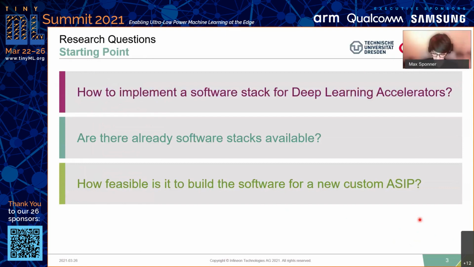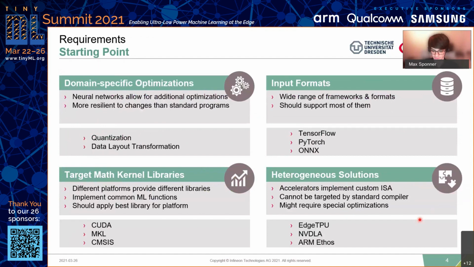The first question was, how would we implement the software stack for our hardware? Then, are there already solutions available that we could leverage? And the third question was, how much effort is required to build our own software stack for the hardware? We set ourselves 4 requirements.